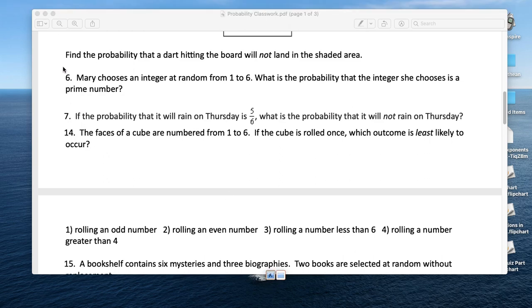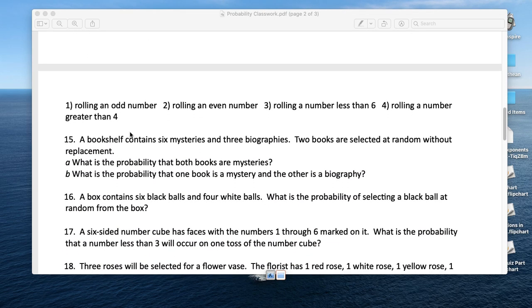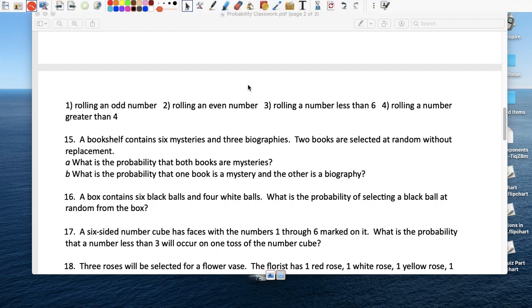We have a bookshelf. There's 6 mystery books and 3 biographies. You select 2 at random. You don't put them back. What's the probability both are mystery? So P of M and M.